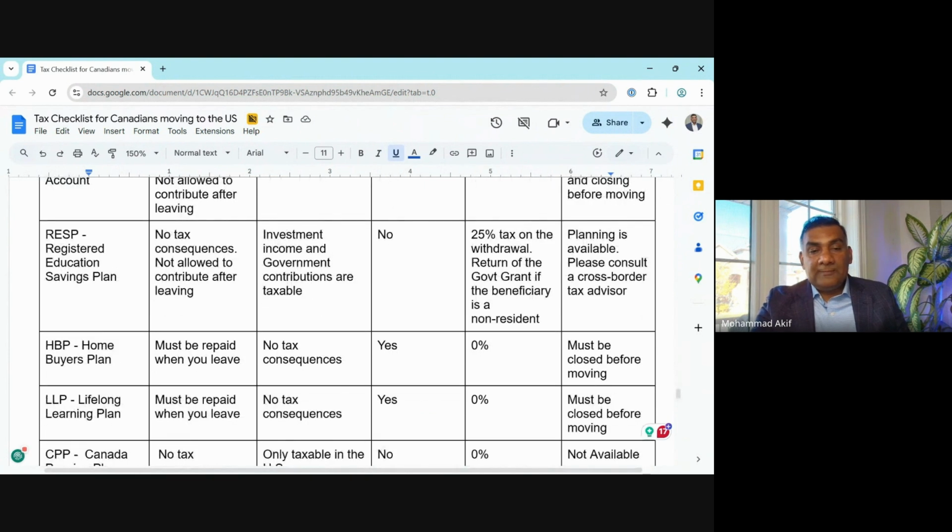RRSP, no tax consequences on the Canadian side. If you do move, investments, investment income and government contribution are taxable in the U.S. You're not required to close. If the amount is small, just close them. There's 25% tax on withdrawal, and return of the government grant if the beneficiary is a non-resident. So these are things that you have to look out for. Planning is available. Consult a tax professional advisor.